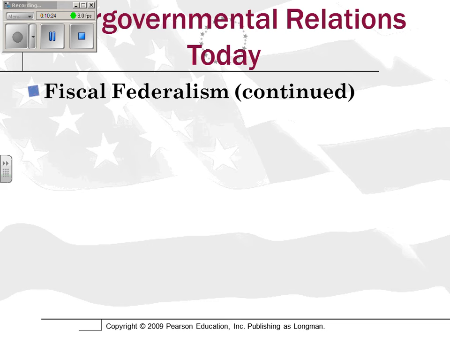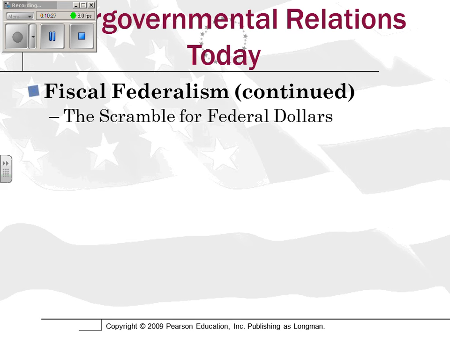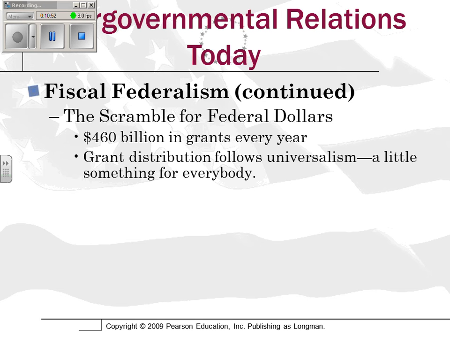Okay, so fiscal federalism continued, and again, this goes into understanding the pie. Scramble for federal dollars. All right. The federal budget, and again, we'll get to this in a couple future chapters. The federal budget process is so competitive. There's only X amount of dollars in the federal budget, and we just can't keep raising taxes. So who gets what money is incredibly important. Roughly about $460 billion is spent in grants. Grant distribution follows a universal system, so they try and put a little something for everyone.